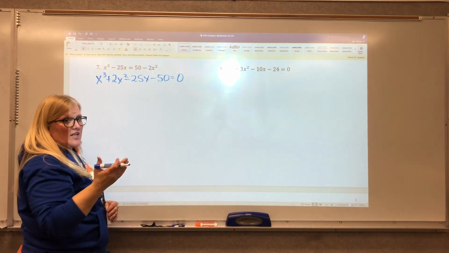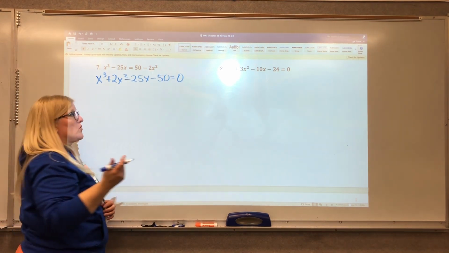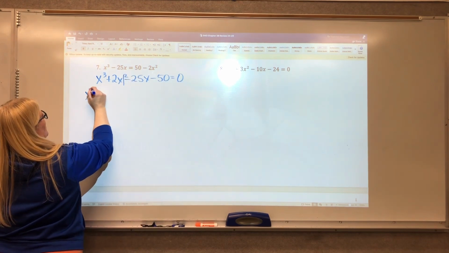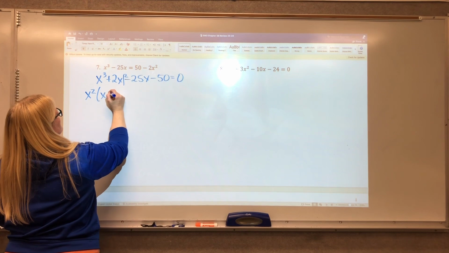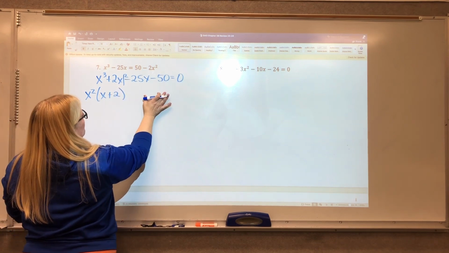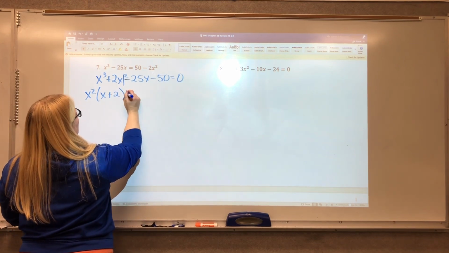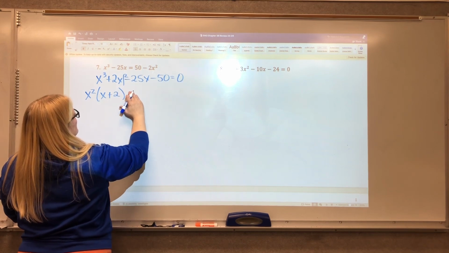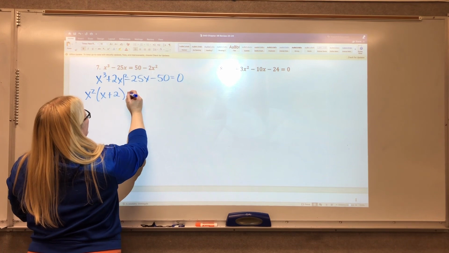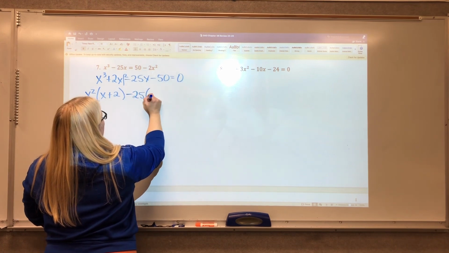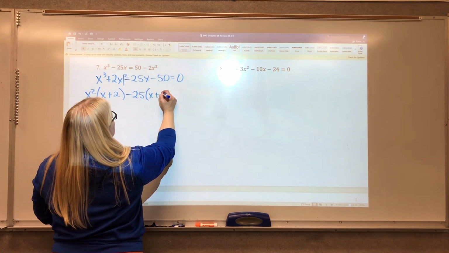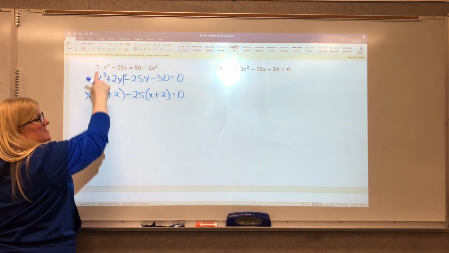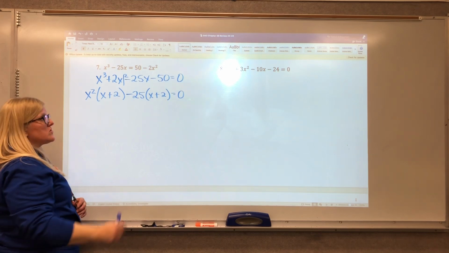And this one actually can be factored by grouping. So I'll make a little line. I can pull out x squared, I'm left with x plus 2. And remember, I want another x plus 2 over here, so I'm going to factor out negative 25, and I'm left with x plus 2. I'm going to end up with 3 roots.